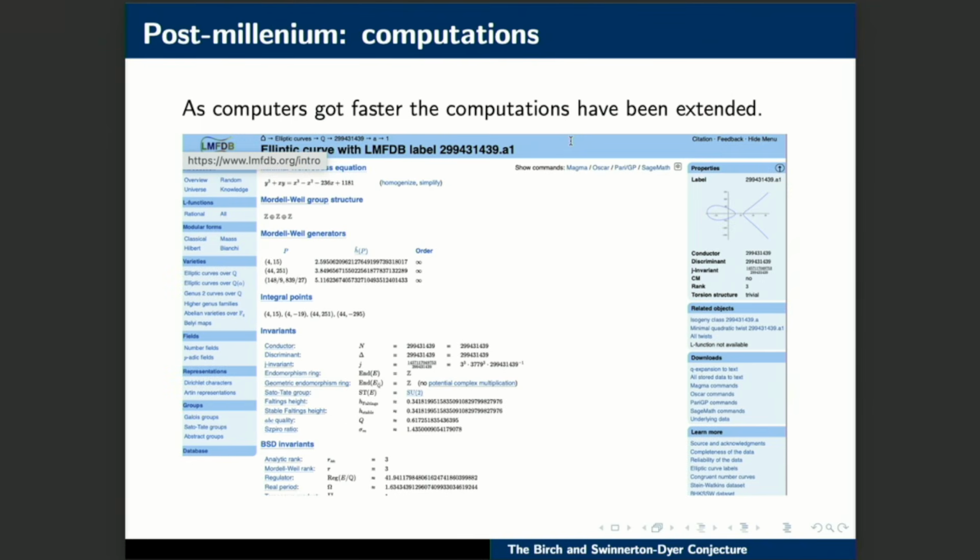Computers, of course, got better. So one could do many more calculations, and there's a very nice interactive database, the L functions and modular forms database. And I took this, obviously, it's a screenshot.